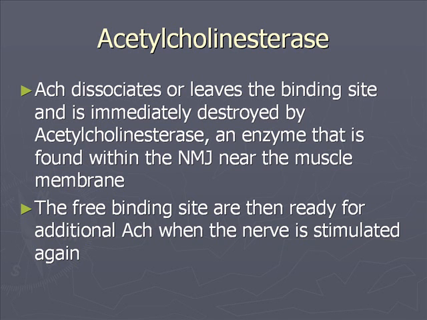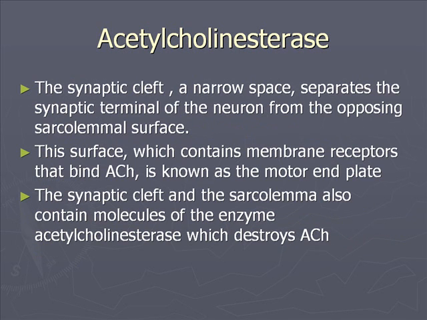Acetylcholinesterase, again, acetylcholine dissociates or leaves the binding site and is immediately destroyed, used loosely, destroyed by acetylcholinesterase, which is basically an enzyme that's found at the neuromuscular junction near the muscle membrane. The free binding sites are then ready for additional acetylcholine when the nerve is stimulated again. So this allows the muscles to completely recycle and to continue to carry out their process. There's this series of reactions that continues to happen throughout the activity of muscle.